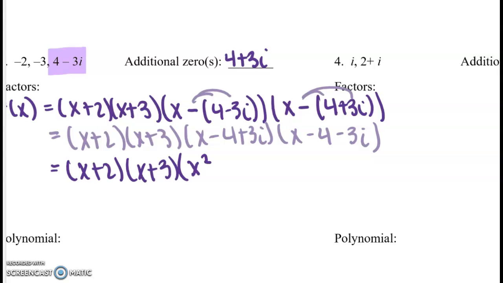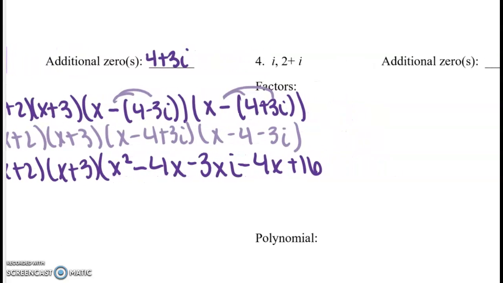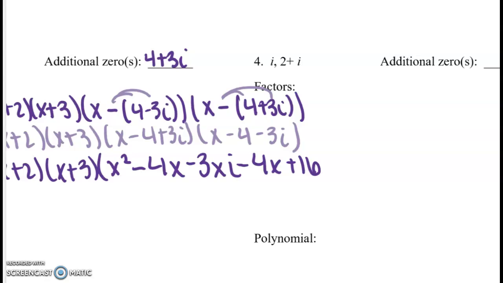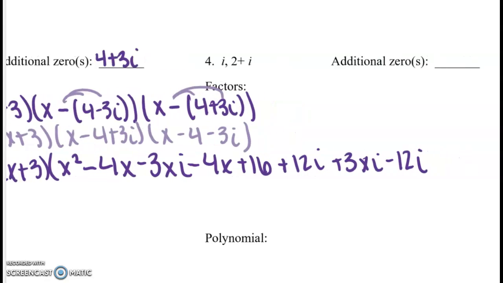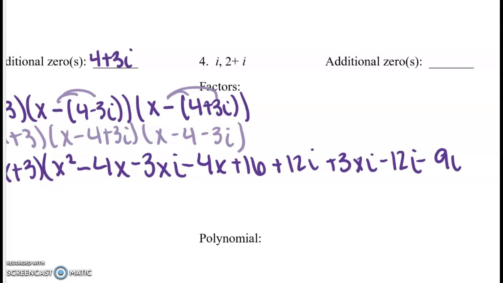X times x is x squared. X times -4, we've got -4x. Here I've got -3xi. Now I can move on to my -4. Again, another -4x plus 16 plus 12i plus 3xi minus 12i minus 9i squared. Whew, all right.